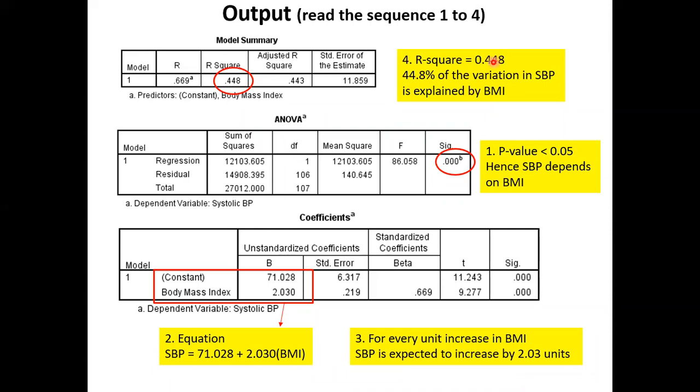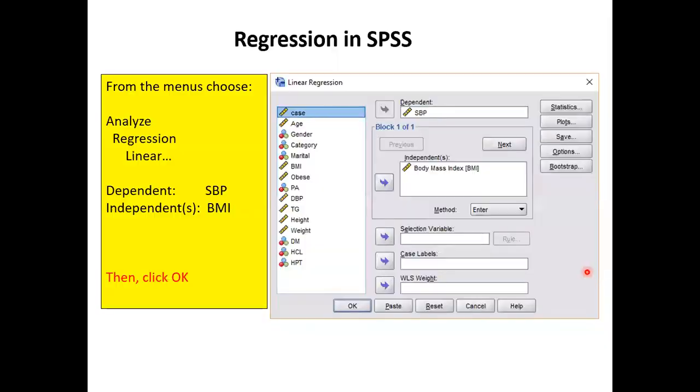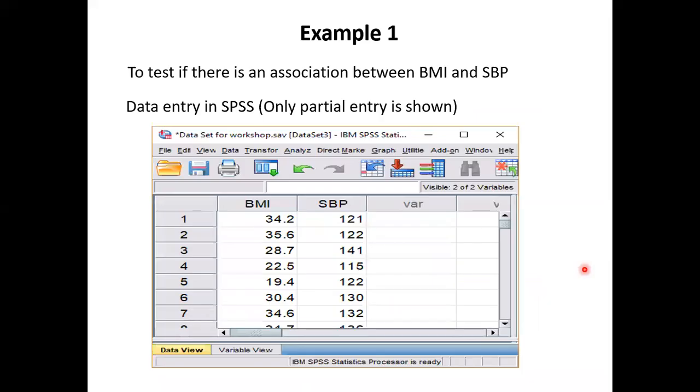BP varies from person to person, only 45% due to difference in BMI. The balance 55% is some other variables. Okay, so let's go through one more time. This is my objective. I use the word connection loosely. Is there a connection between BMI and BP?